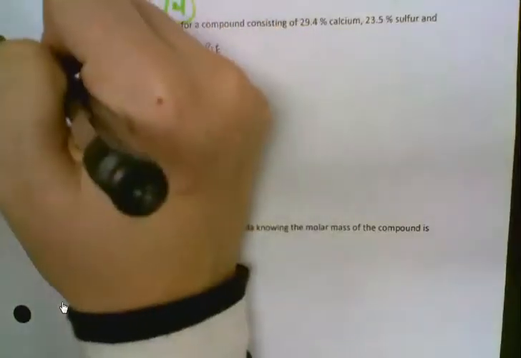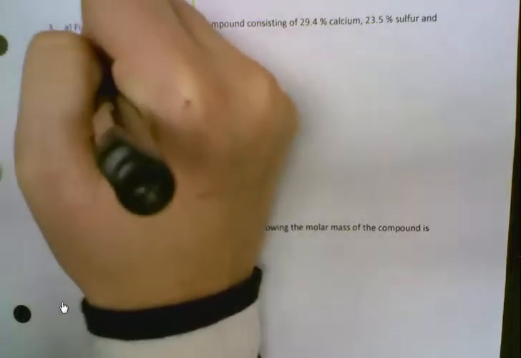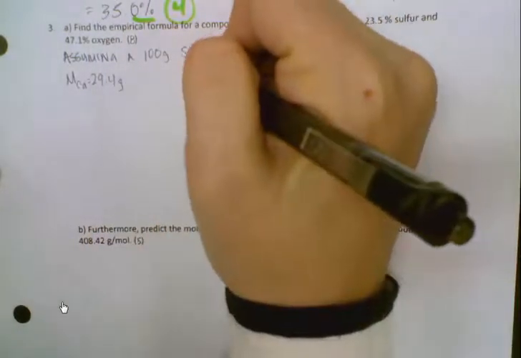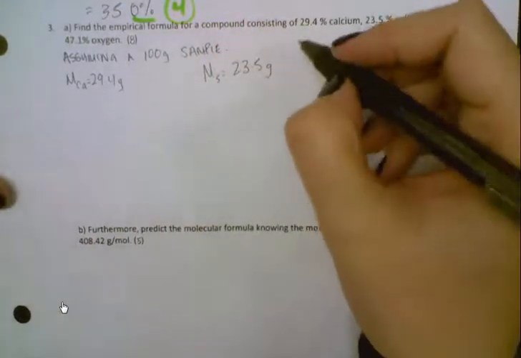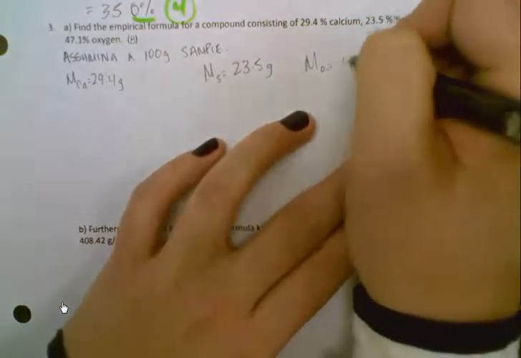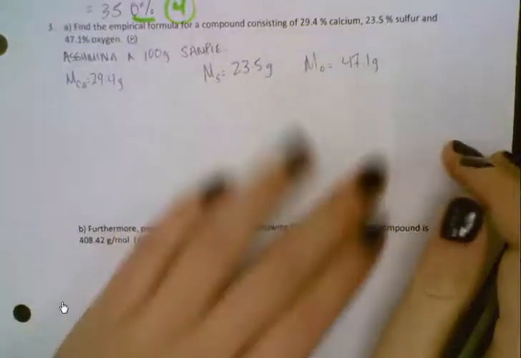So we're going to assume that so we can figure out the mass and moles of each of these elements. Knowing that, we know the mass of calcium must be 29.4 grams, because 29.4% of 100 grams would be that many grams. We know our mass of sulfur is 23.5 grams, same thing. And we know our mass of oxygen must be 47.1 grams.